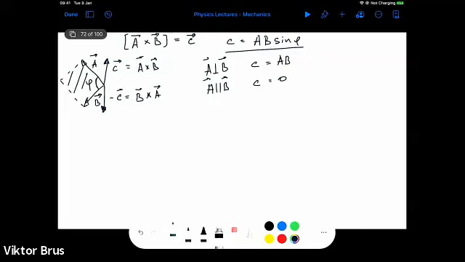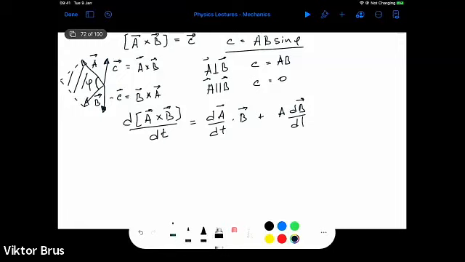Also a relevant feature of the cross product, which should be highlighted, is the derivative of the cross product, d(A×B)/dt, for instance. It will follow the rule of the derivative of the product of two functions. So it will be dA/dt times B plus A times dB/dt.